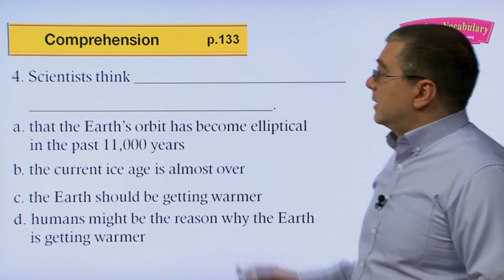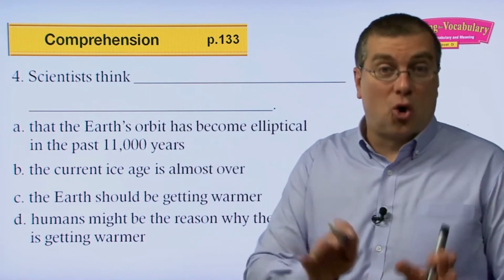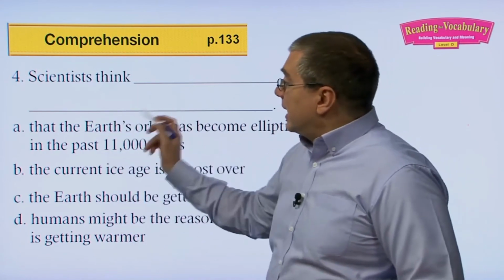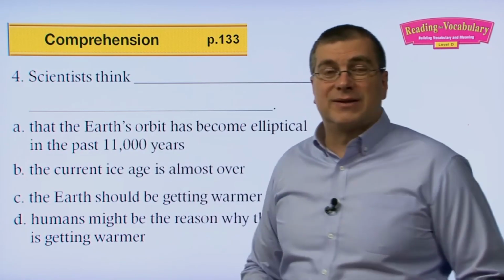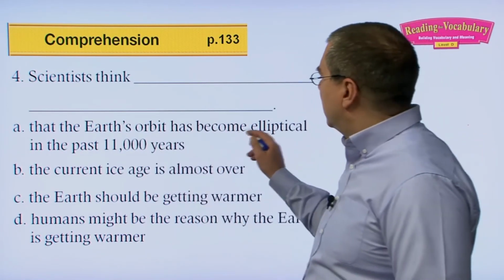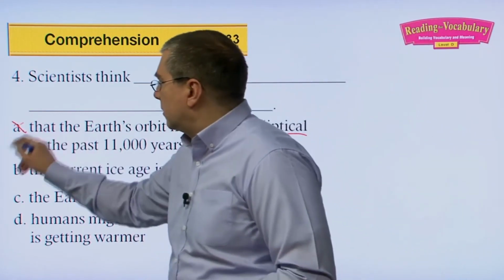Okay, number 4, that's our last question. Scientists think. What do scientists think according to the passage, right? Which one is true? Let's go over them. Scientists think A, that the Earth's orbit has become elliptical in the past 11,000 years. No, scientists didn't say that. They didn't talk about that. The Earth's orbit has always been elliptical, so that's not right.